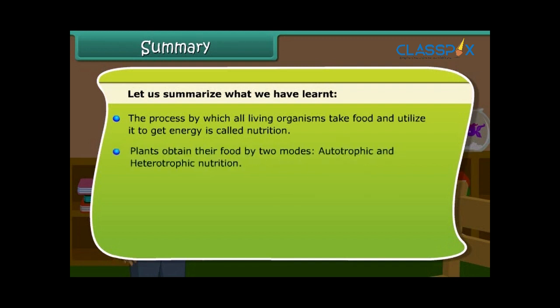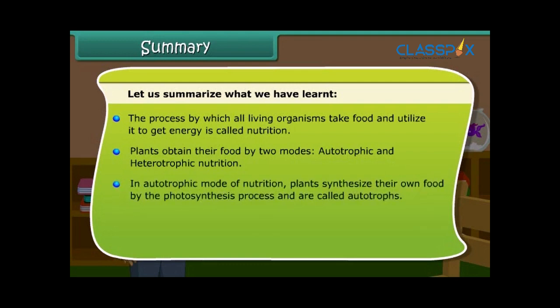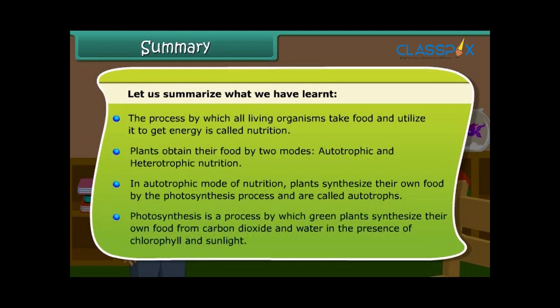Plants obtain their food by two modes, autotrophic and heterotrophic nutrition. In autotrophic mode of nutrition, plants synthesize their own food by the photosynthesis process and are called autotrophs. Photosynthesis is a process by which green plants synthesize their own food from carbon dioxide and water in the presence of chlorophyll and sunlight.